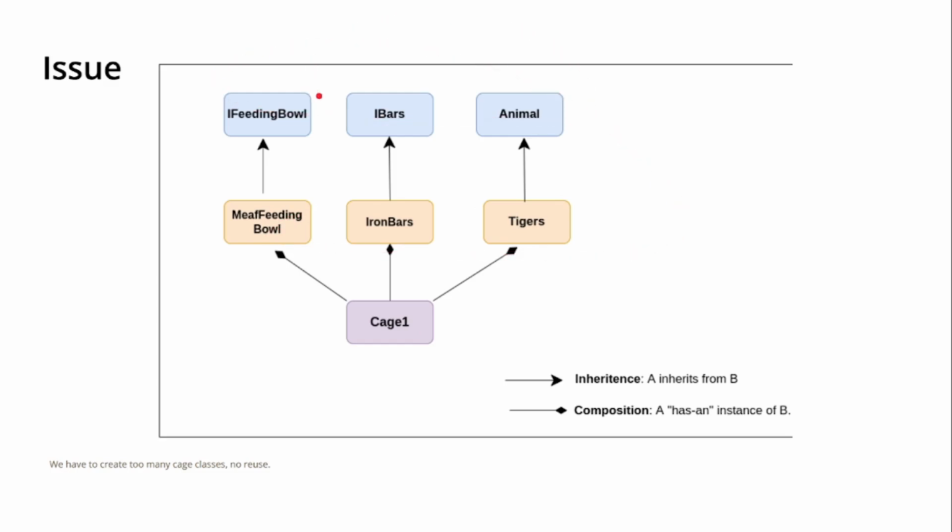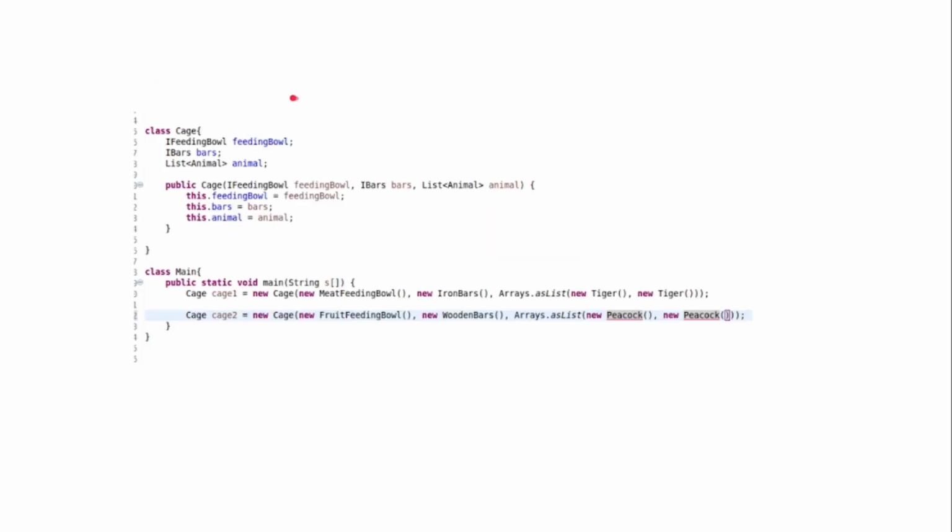Now, what would the code look like once we fix it? Now, instead of multiple cage1, cage2, we have only one class cage. Now it depends on the interfaces: I feeding bowl, I bars, and a list of animals, not tiger or hen. And when we want a cage, we are simply creating cage objects, cage1 and cage2. Cage1 has meat feeding bowl, iron bars, and a list of tigers. And cage2 has fruit feeding bowl, wooden bars, and a list of peacock or hen, whatever. So cage1, cage2 are now simple instances which were earlier defined as extra classes. So now we don't have to create a class again and again. We can simply create the objects.